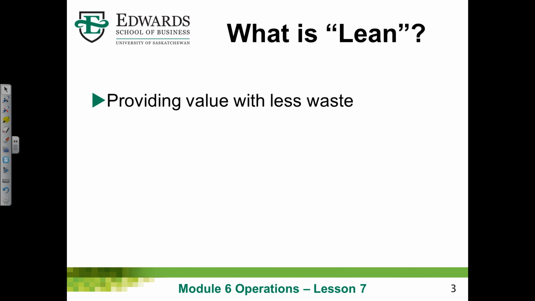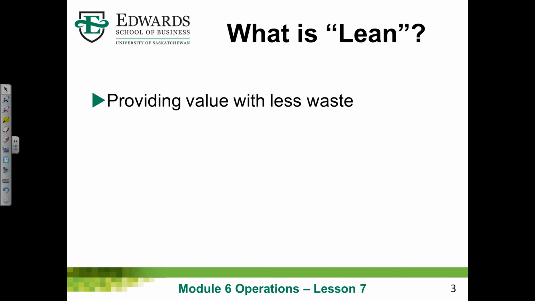So if you look at a definition of lean, you can Google it or look in Wikipedia and maybe get some longer definitions or more textbook type definitions. And even in your textbook for this course, there's a description of lean and lean process improvement. But I like looking at this specific definition that I have in the PowerPoint slides in front of you. It's to provide value with less waste.